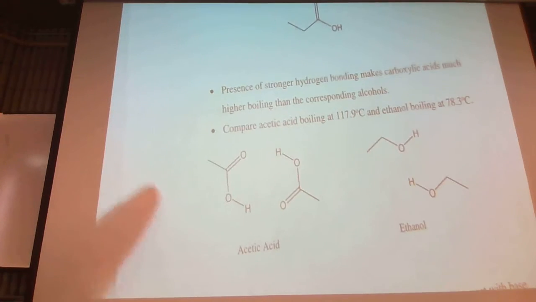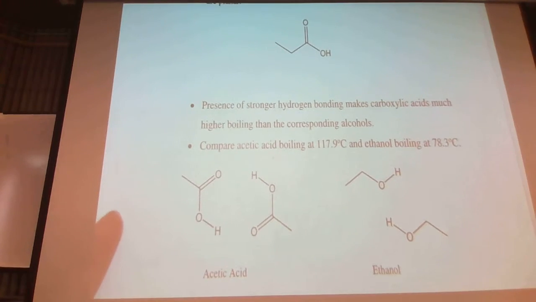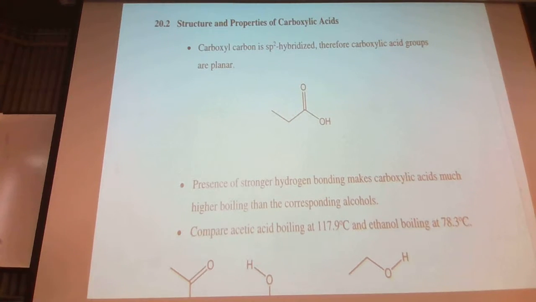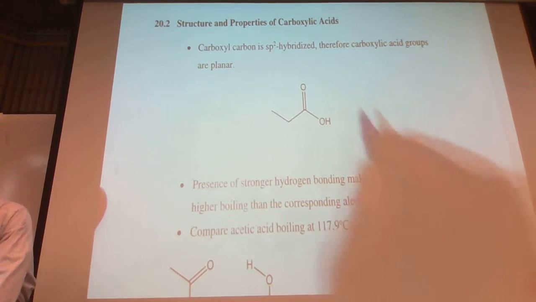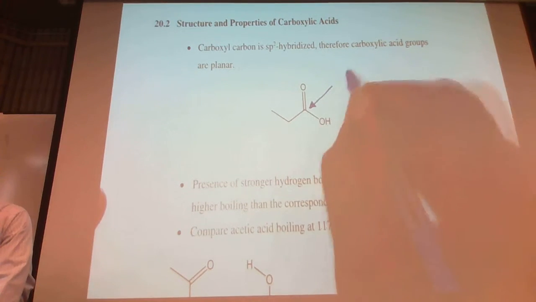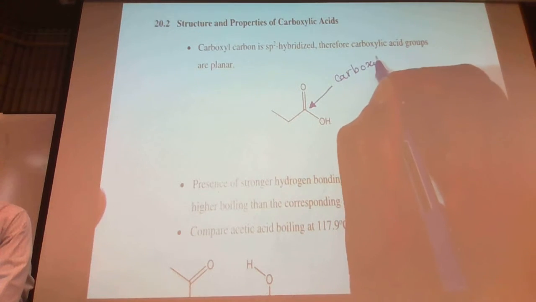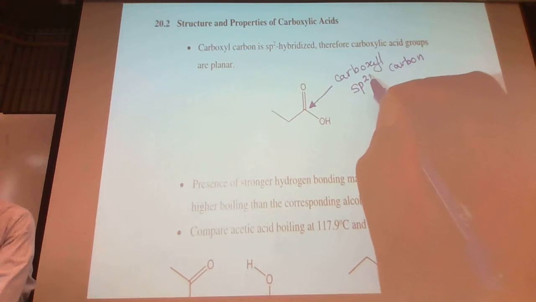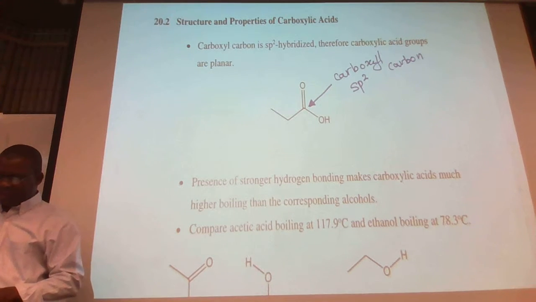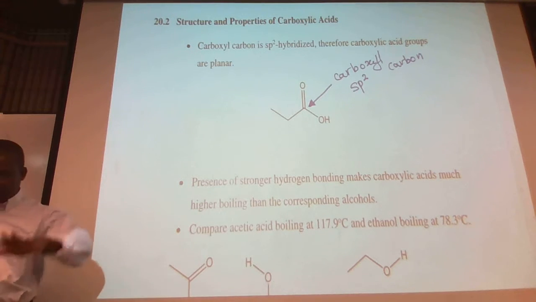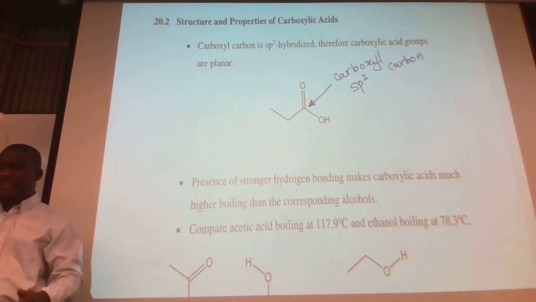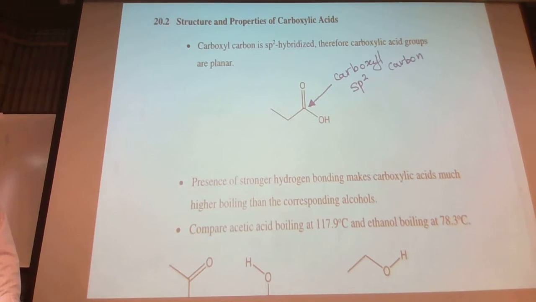Okay, so let's look at the structures and the properties. If you look at the carboxyl carbon, this is what is referred to as the carboxyl carbon. That carbon is sp2 hybridized. So basically, the structure of a carboxylic acid will be planar at that point, right? Because you have two faces to it. So we can call that center a prochiral center too, right? Depending on what reaction you perform on that center.